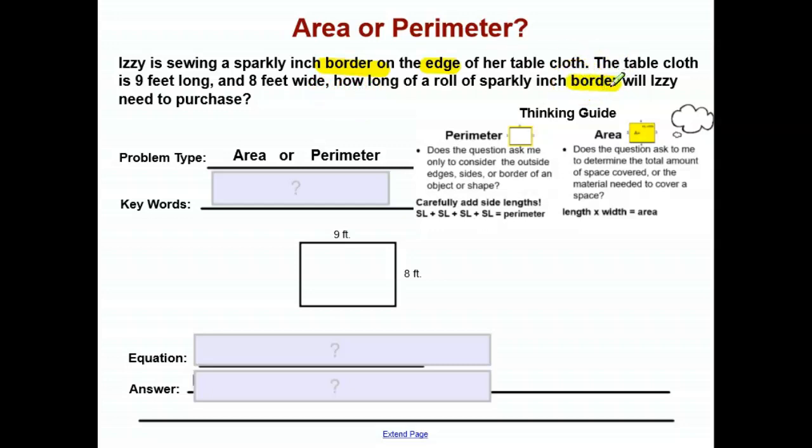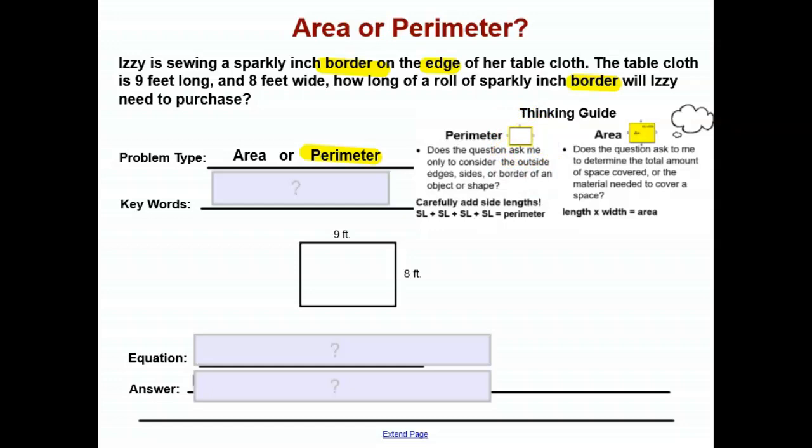So, boys and girls, I'm going to look at my thinking guide. Does the question ask me only to consider the outside edges, sides, or border of an object or shape? Yes, it only asked for the amount of border Izzy will need for her tablecloth. So I know right away it's a perimeter problem. And I can look at my thinking guide. Yes, this is just like the border of her tablecloth. It only goes on the outside.